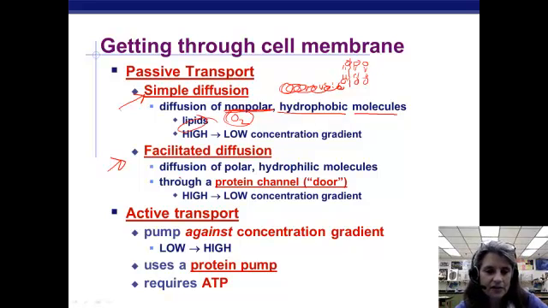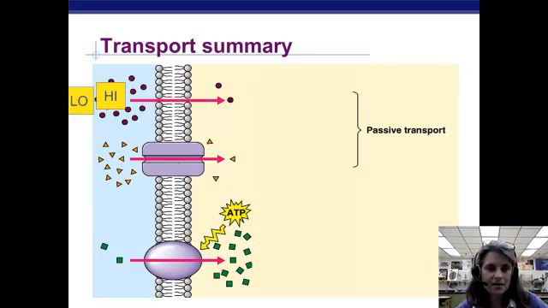Facilitated diffusion is polar hydrophilic things that couldn't get through this membrane, but they can if we give them a special door through which to go. And then active transport, where we are going to use some kind of pump and a whole lot of energy to move things against the flow of their concentration gradient. Nice summary here. I think you've got this on your handout.